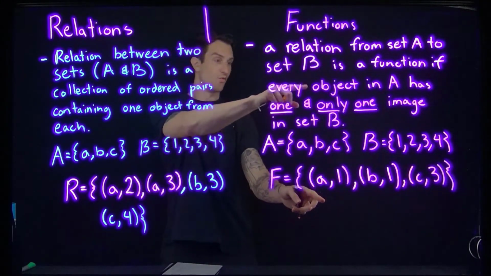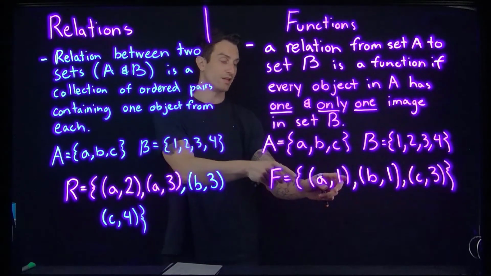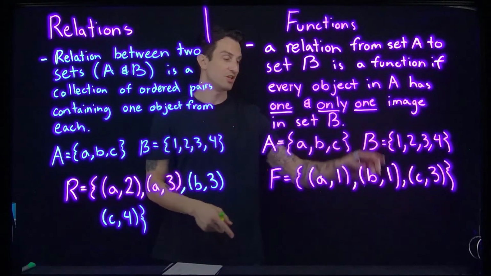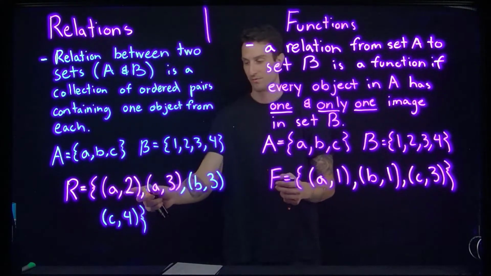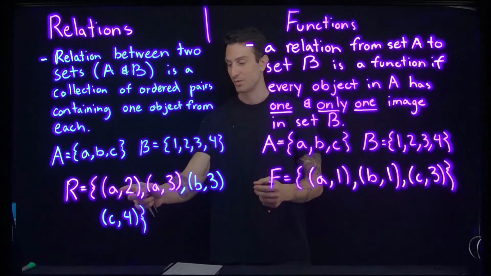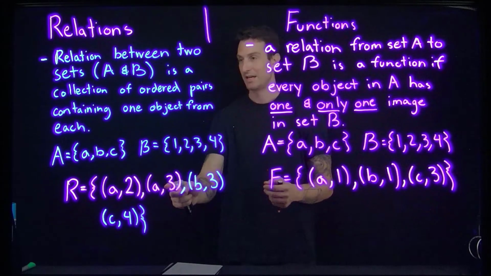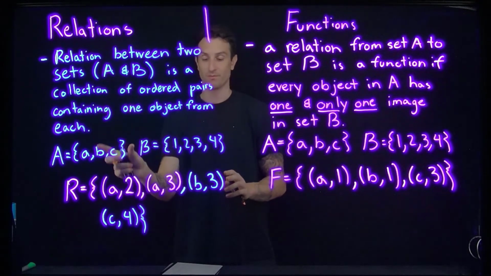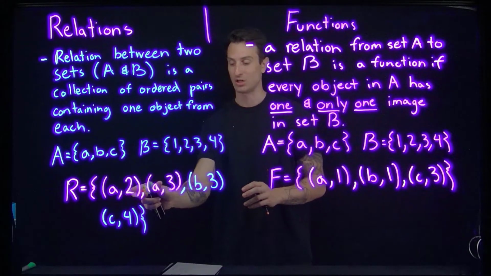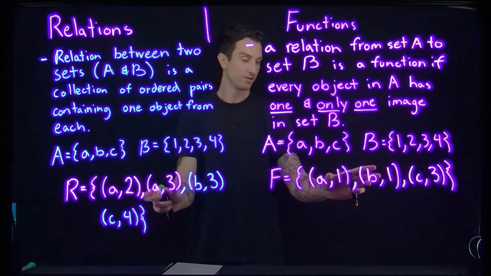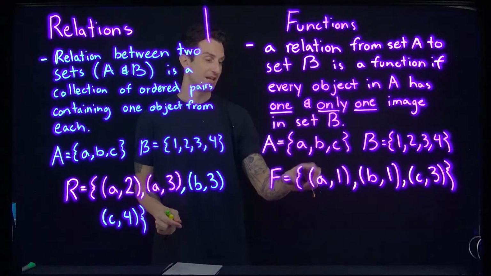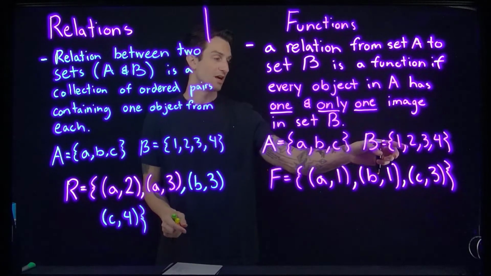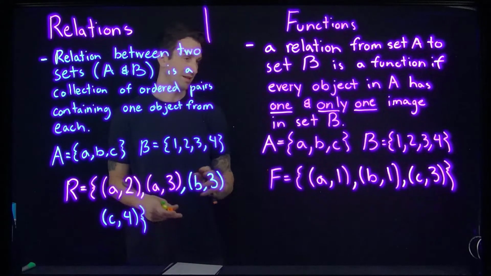For every one object in A, it's related to one and only one image in set B, or one object in set B. Over here, for a relation, a is related to 2, and a is related to 3, so it's no good. This is a relation, but it's not a function because it's related to 2 different objects. Over here, again, this is the key point. One object in A can be related to only one object in B. That's the way it works.